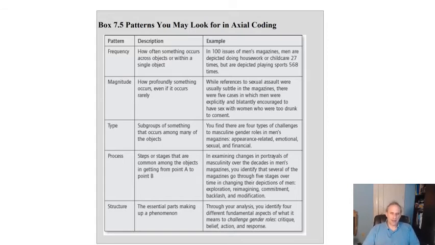What types of media or materials show up? Are there subgroups of something that occur when there are other objects of a similar nature? What is the process, the stages when objects move from point A to point B? And what are the essential parts that go into making up a phenomenon? When you see media created, what are the parts that seem most common, especially if you're trying to understand, for example, what goes into gender recreation and gender roles? What are the beliefs, actions, and responses that you observe in the media?